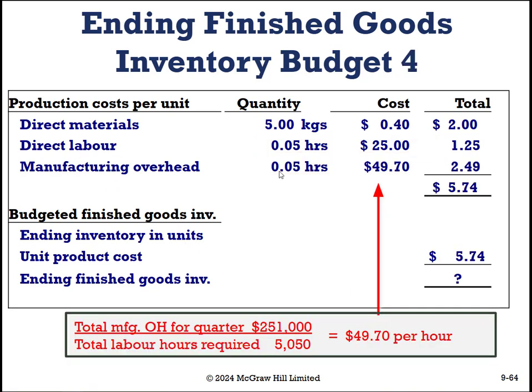And our manufacturing overhead, remember the cost driver is our direct labor, 3 minutes to make. They get $49.70, which is going to be our costs, our total costs. So recall, this includes depreciation because we're looking at total costs, not cash disbursements. So $2.49 per unit, and add these all up, and the production cost per unit is going to be $5.74.